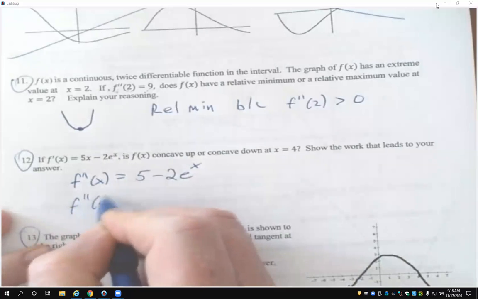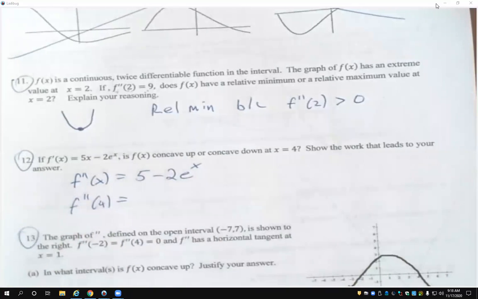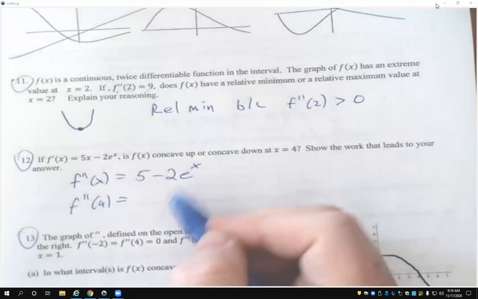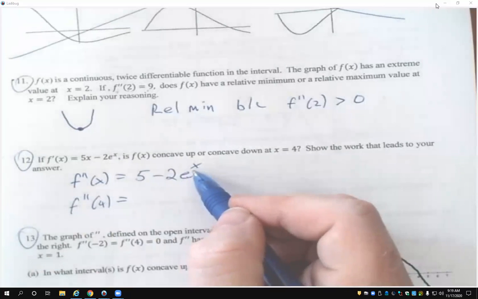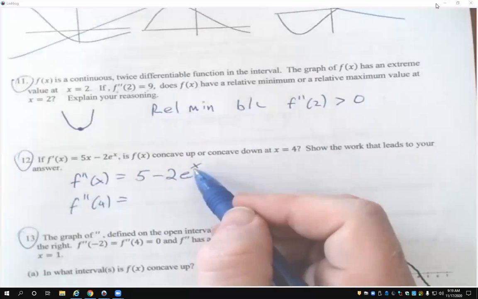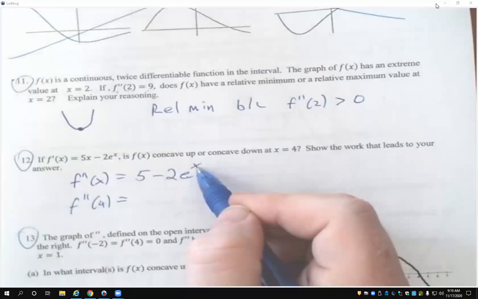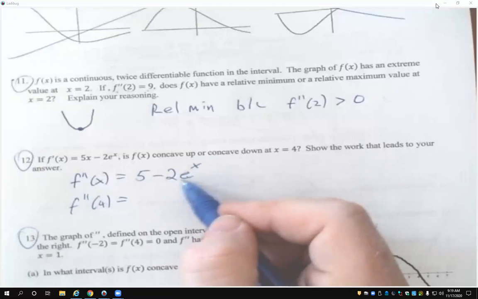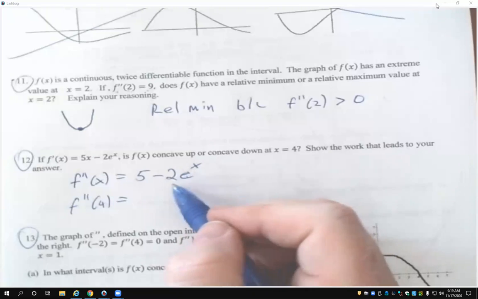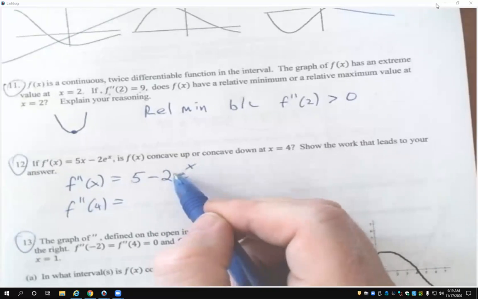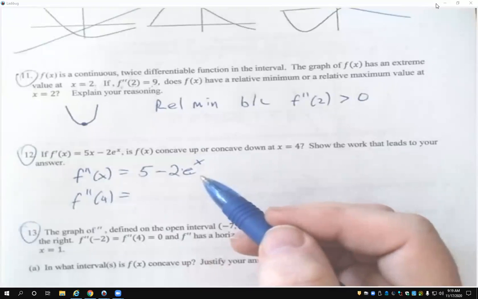I'm going to plug a 4 into that. And I'm going to tell you that this is most likely non-calculator. Okay? You just have to know this. e to the 4, well, e is 2.7 something. And 2.7 something raised to the 4th power is going to be bigger than 16, because I know 2 to the 4th is 16. Okay? So this is going to be bigger than 16, times 2 is going to be bigger than 16, and 5 minus a number bigger than 16 is going to be negative.